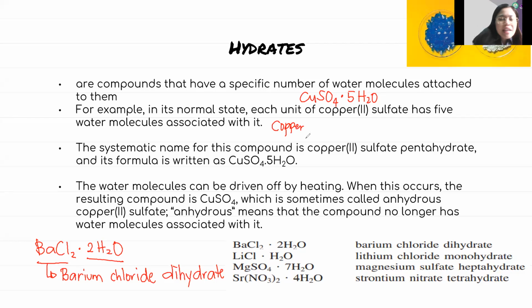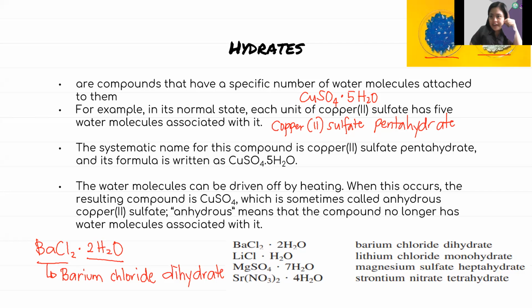Thus, if we name this, copper pa rin. And then remember, dalawa yung charges ni copper. So this is copper 2 sulfate pa rin. Ang idadagdag lang natin yung water. And for 5, our prefix is penta. And then we will call water as hydrate. Thus, we call this copper 2 sulfate pentahydrate.